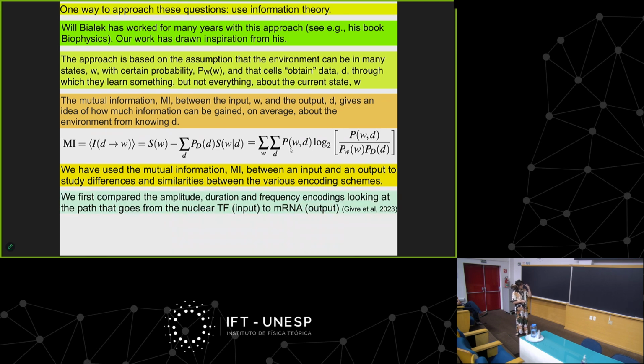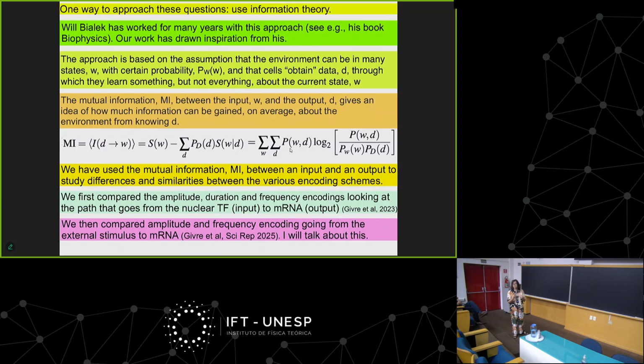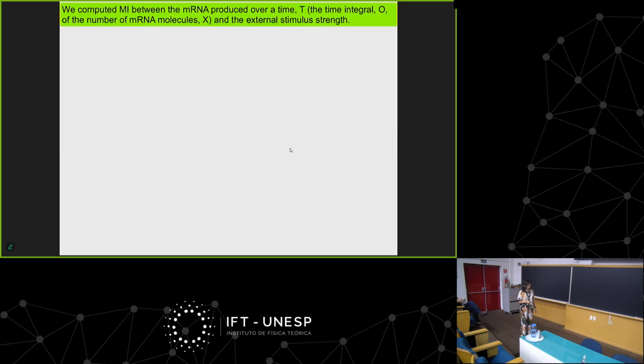and to study the multiplexing, we studied the mutual information between the transcription factor and the messenger RNA produced, integrated over time as an indicator of how much protein you are producing. And in this second work, the one that I'm going to talk about, we looked at the whole information transmission from the external stimulus to the production of the messenger RNA. Okay, so we computed this mutual information, which we do numerically, and then we have some analytic results too.